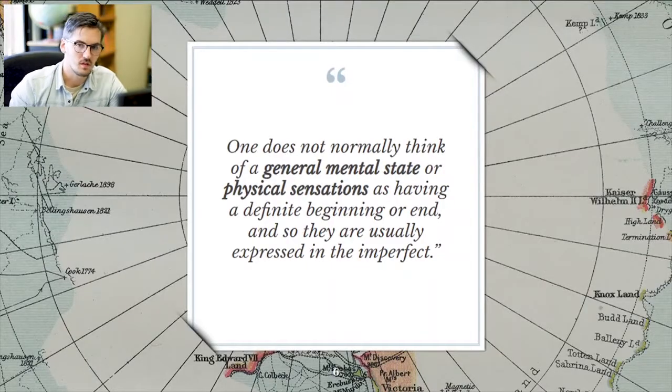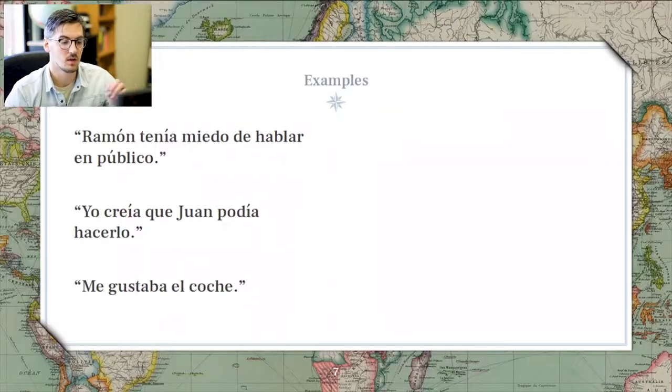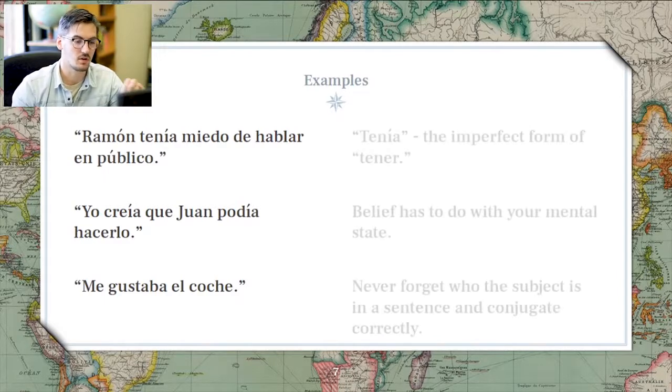Okay, when do you use the imperfect tense? One does not normally think of a general mental state or physical sensation as something that has a definite beginning and end. And so because of that, they are often described in Spanish by using the imperfect form of the verb. So, for example, Ramón tenía miedo de hablar en público. Or, yo creía que Juan podía hacerlo. Or finally, me gustaba el coche. Three examples, and let's look at each one in turn.